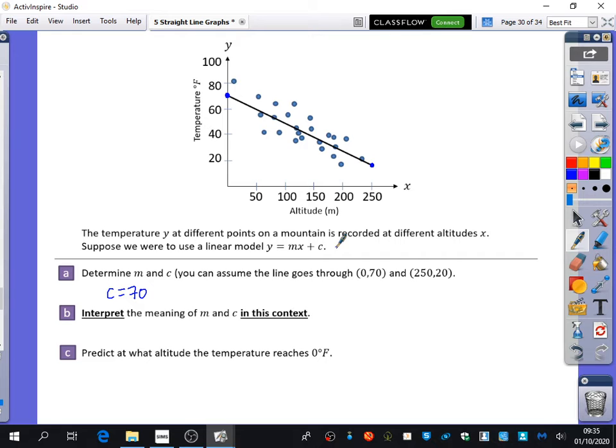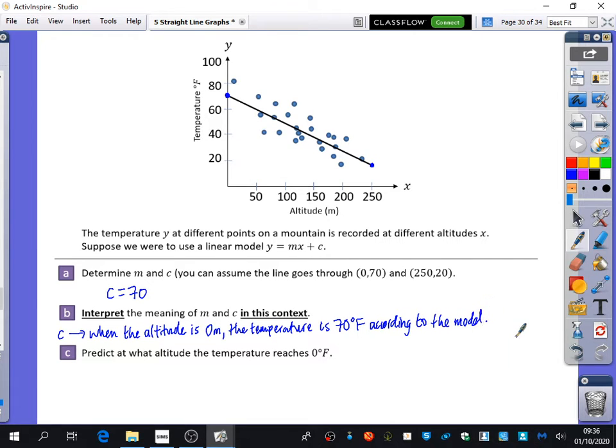Jamil? C is when altitude is 0, what the temperature will be. Good. So C being 70 means that when the altitude is 0, the model would predict that the temperature was 70 degrees. So C means when the altitude is 0 meters, the temperature is 70 degrees Fahrenheit according to the model.